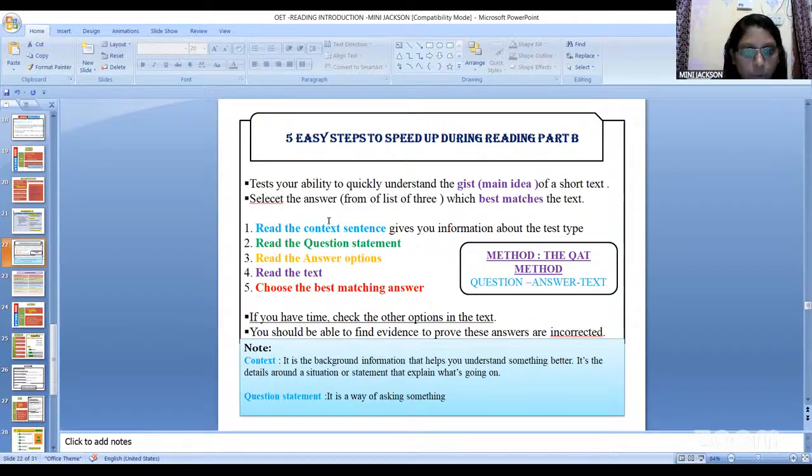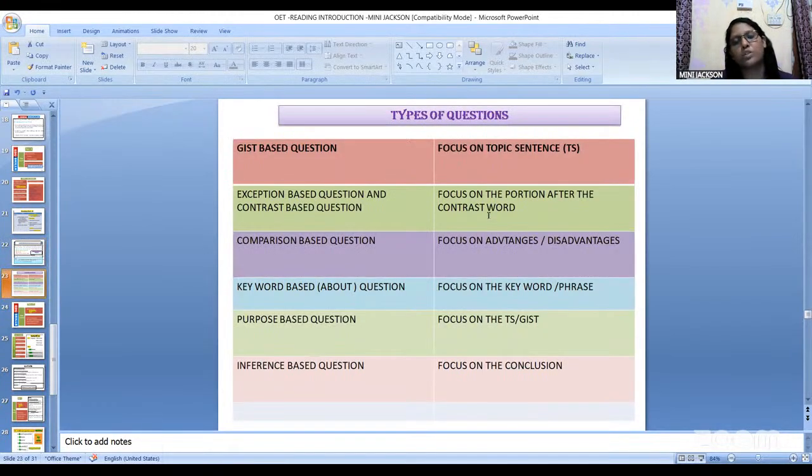Read the question thoroughly. Then read the answer options. Then go to the text and understand. Then compare the option with the best option. Then we will move to the types of questions. What types of questions are you going to have?